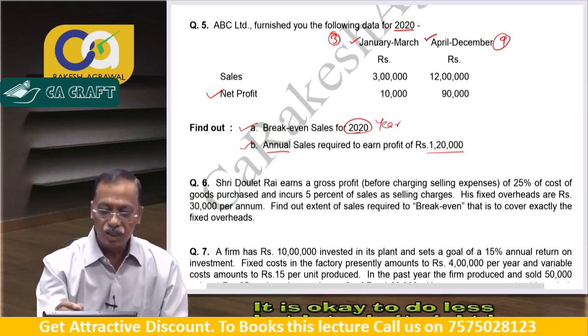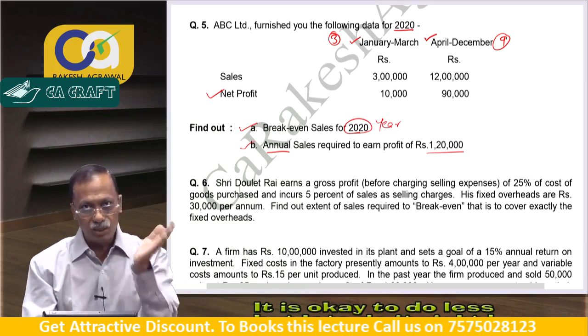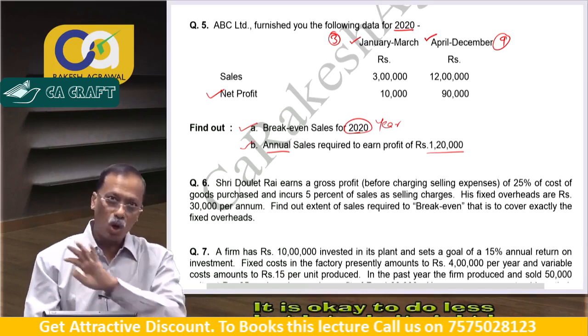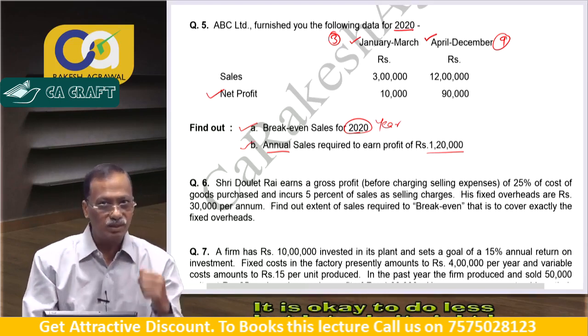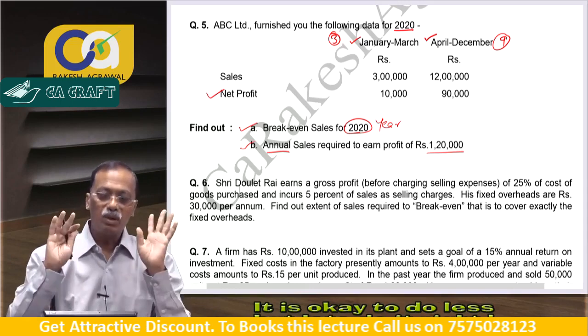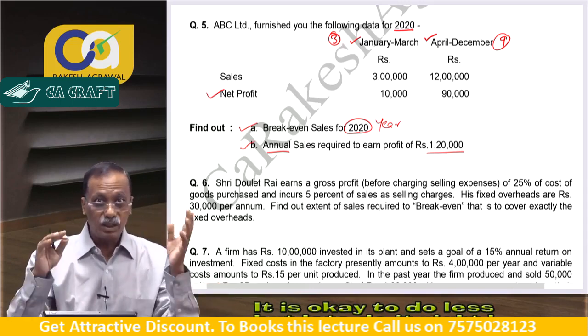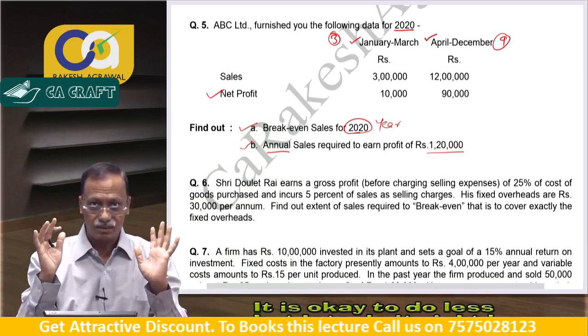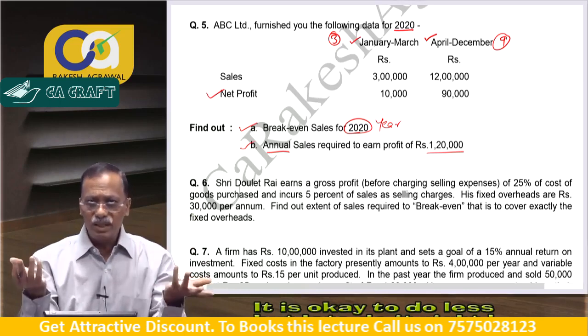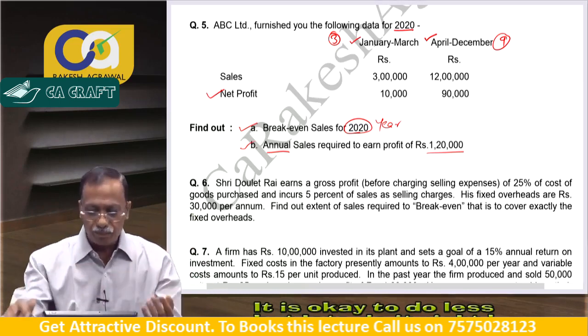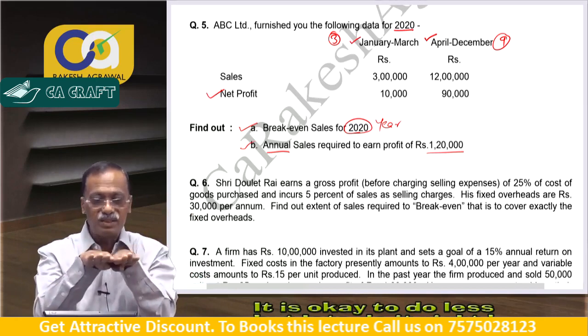So what we'll have to do? We'll convert either 3 months data into equivalent 9 months, or 9 months data into equivalent 3 months. Or you can convert both the data, 3 months data and 9 months data, into equivalent at 12 months. That doesn't make any difference. You convert it into any period, but keep the period same.